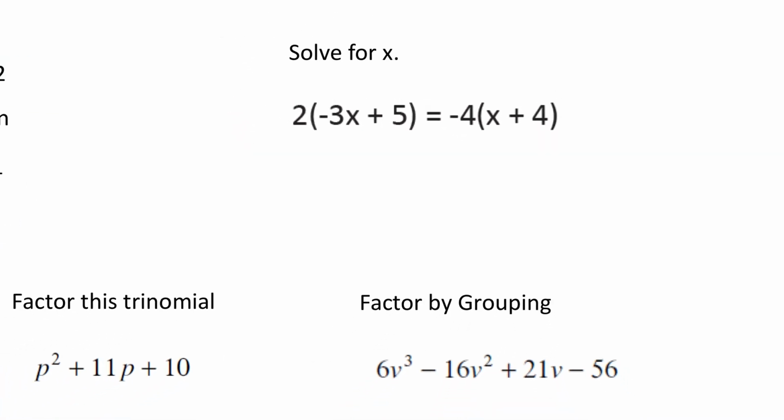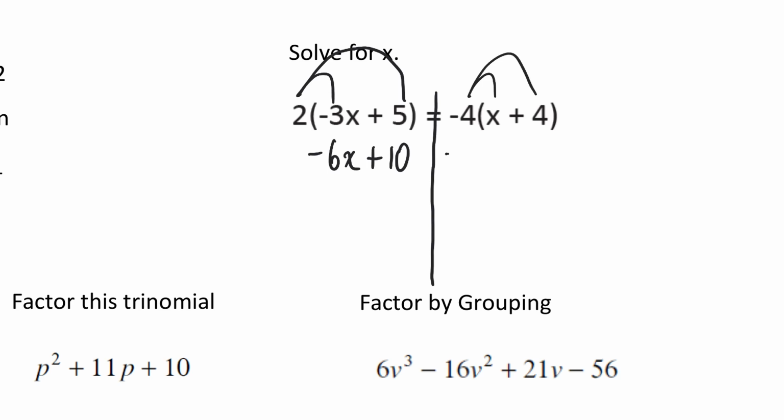All right, next one. I want to solve for this single variable equation here. So what's my first step in this? Distribute. All right, so if I distribute the 2, goes to here, what's that going to give me? Negative 6x plus 10. If I distribute on this side, what am I going to get? Negative 4x minus 16. All right, so what should I do next?